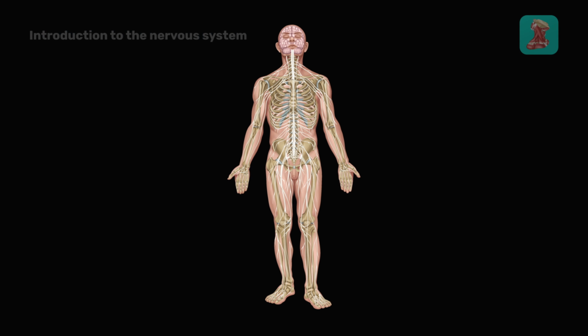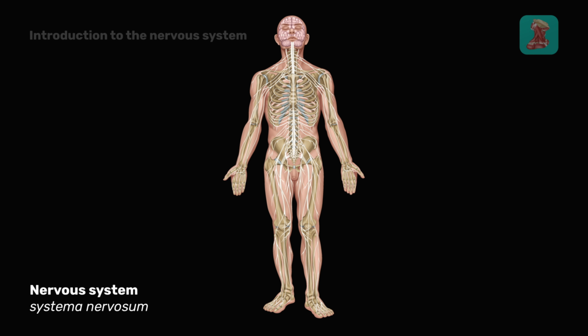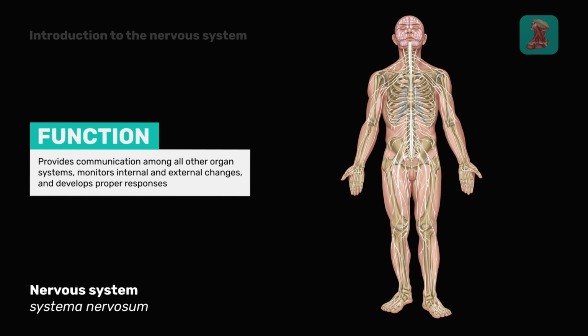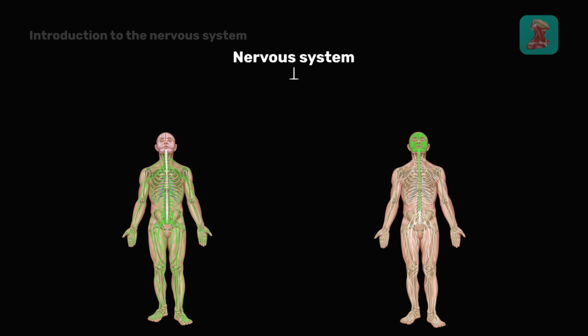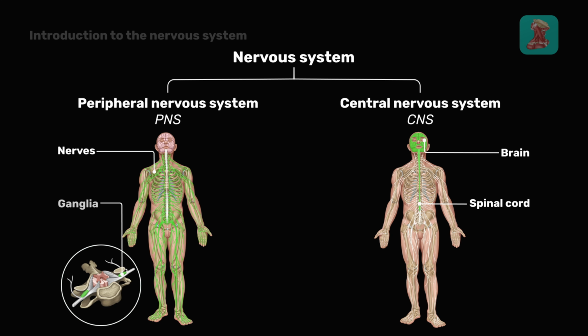In this video, we're going to discuss the basic anatomy of the nervous system. This system provides communication among all other organ systems, monitors internal and external changes, and develops proper responses. For ease of understanding, the nervous system is structurally subdivided into the central nervous system, or CNS, which includes the brain and spinal cord, and the peripheral nervous system, or PNS, which includes nerves and ganglia outside the CNS.